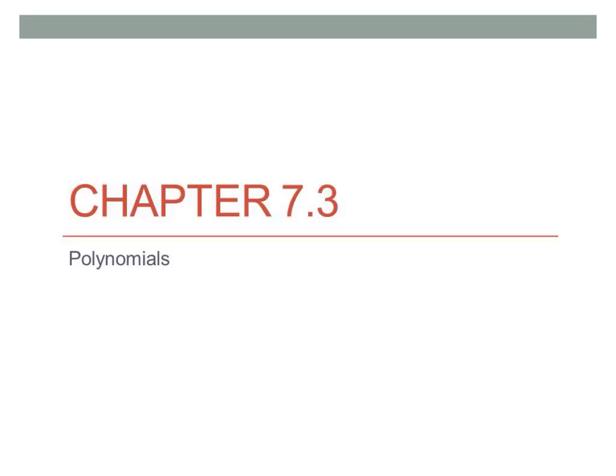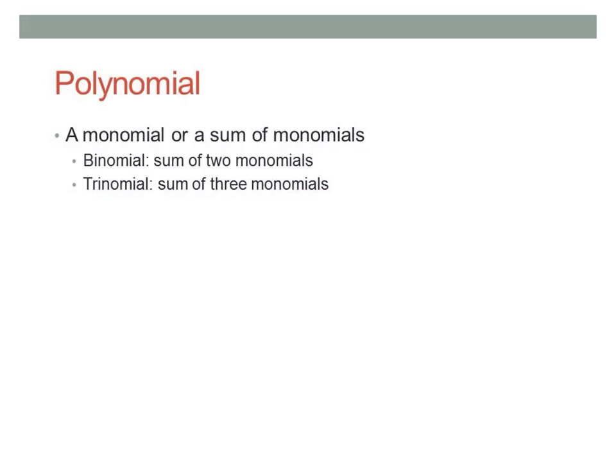Hello and welcome to Algebra 1, Chapter 7.3, and today we will be discussing polynomials. So what is a polynomial? A polynomial is either a monomial or a sum of monomials. And so by prefix poly we mean many, and nomials would be terms, so many terms.